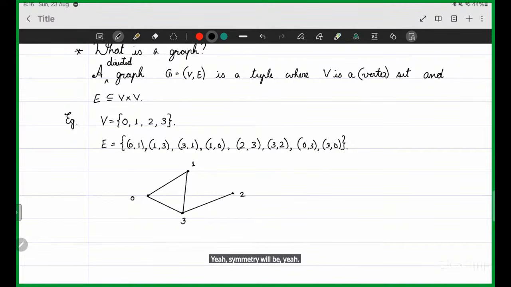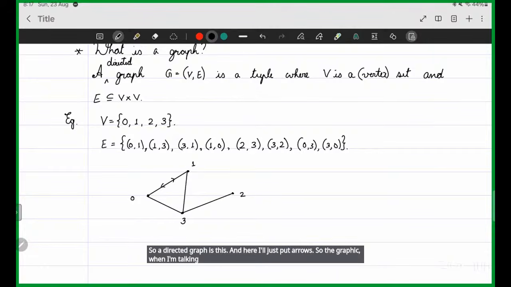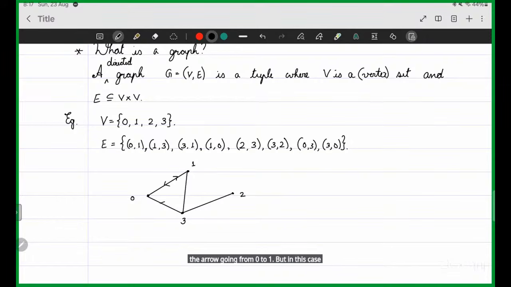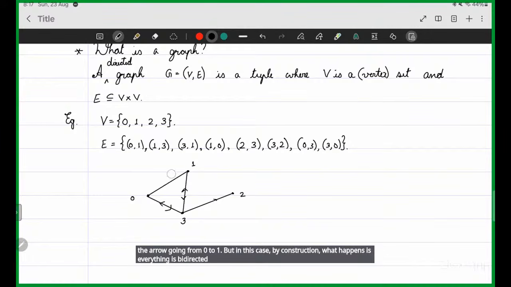So a directed graph is this. And here I'll just put arrows. When I'm talking about the graphical representation, if 0, 1 is in the edge set, I will just denote it by 0 to 1, the arrow going from 0 to 1. But in this case, by construction, everything is bidirected. So I'll just remove that and I'll call this an undirected graph.